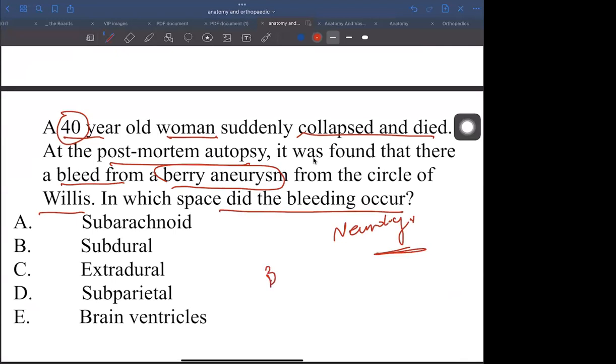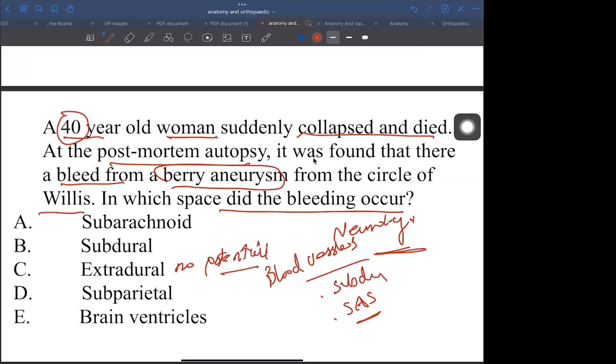So where are the blood vessels in the brain? All the blood vessels are in just one space. You only have 2 spaces in the brain. It's either the subdural space or the subarachnoid space, right? Extradural is not actually a space, it's a potential space. So there is no space that is called extradural. It just happens when you have a bleeding, okay?